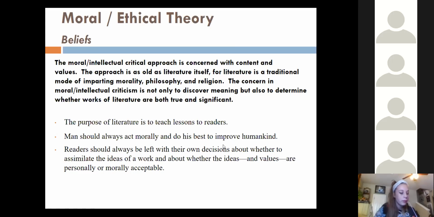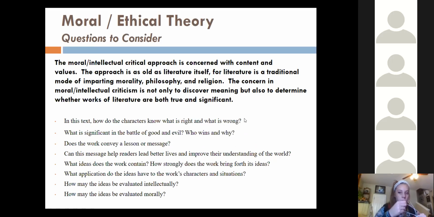And readers should always be left with their own decision about whether to assimilate the ideas of a work, about whether the ideas and values are personally or morally acceptable. Okay, so basically everyone knows what morals are, yes? Everyone knows what a moral is, right? Your parents raised you to be a certain way. Whoever you live with raises you to be a certain way. Society raises you to be a certain way. We all know right from wrong. Those are our morals and ethics and all that stuff, okay? So that's what that means.